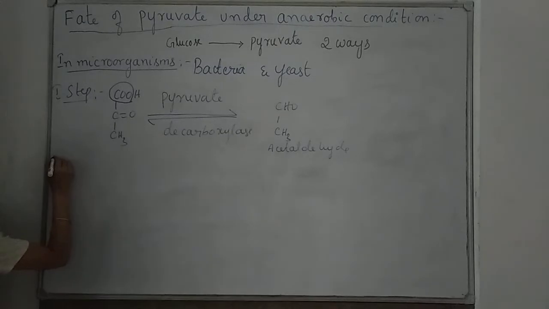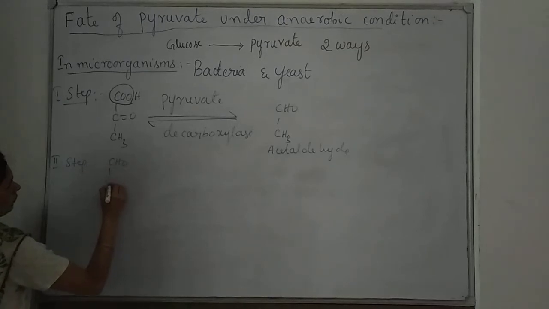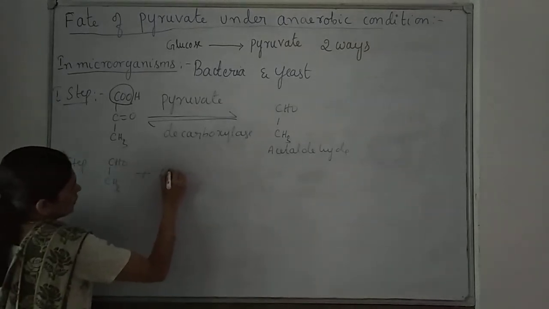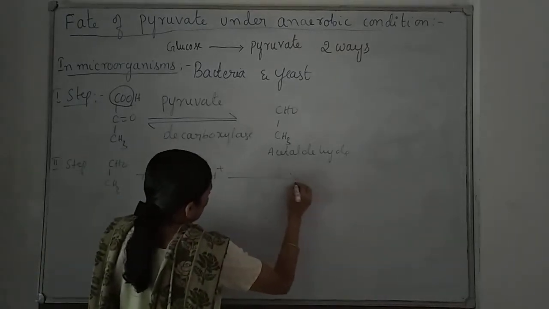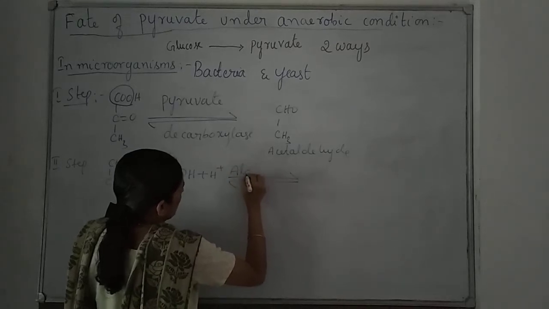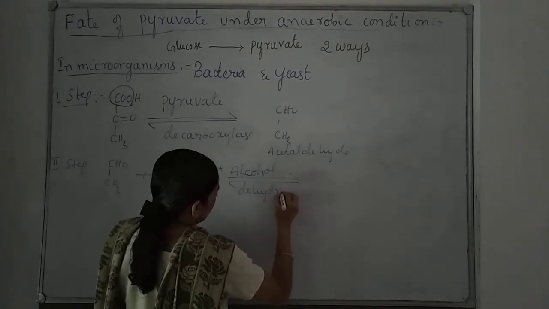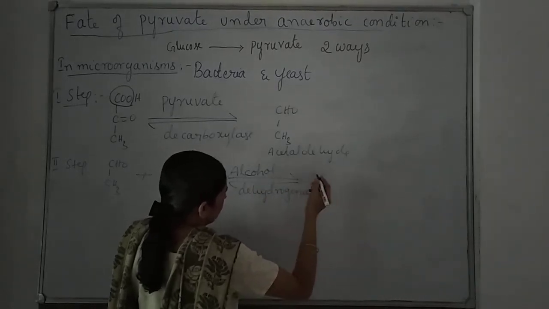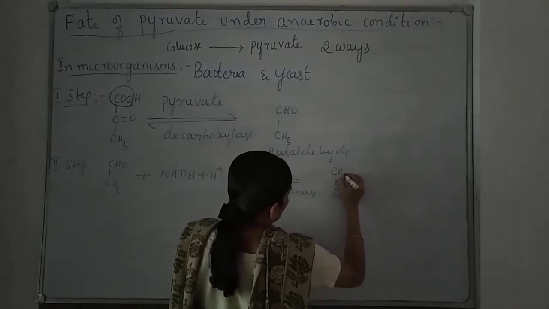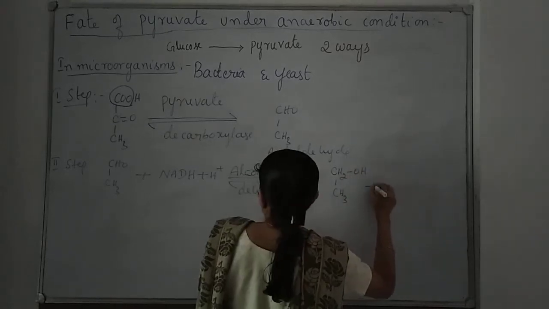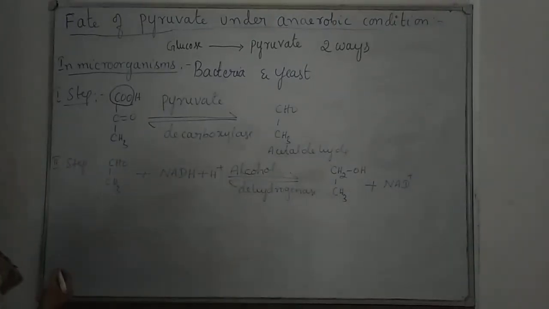In the second step, acetaldehyde is reduced by NADH in the presence of the enzyme alcohol dehydrogenase to form ethyl alcohol. NADH is converted into NAD plus.